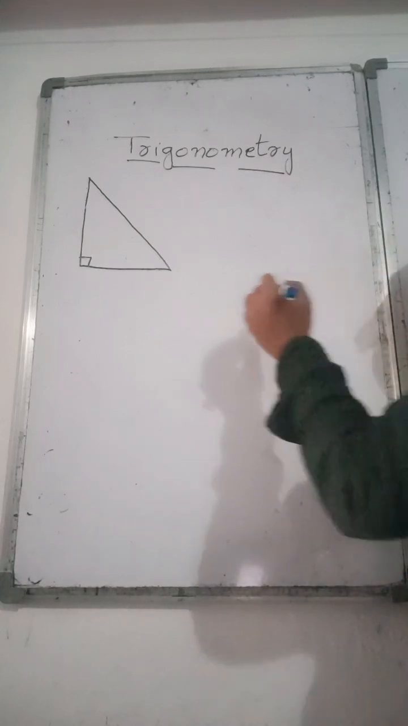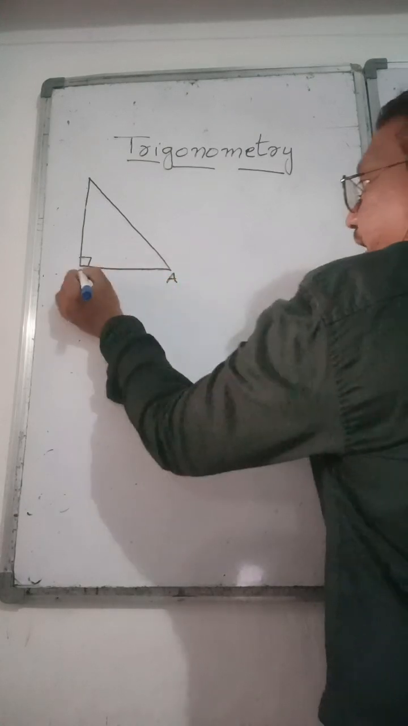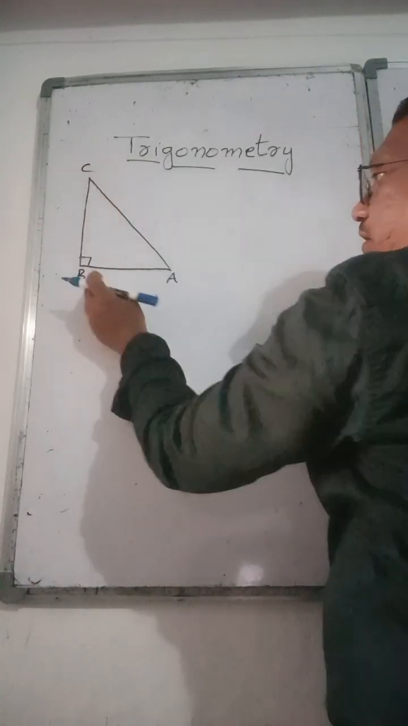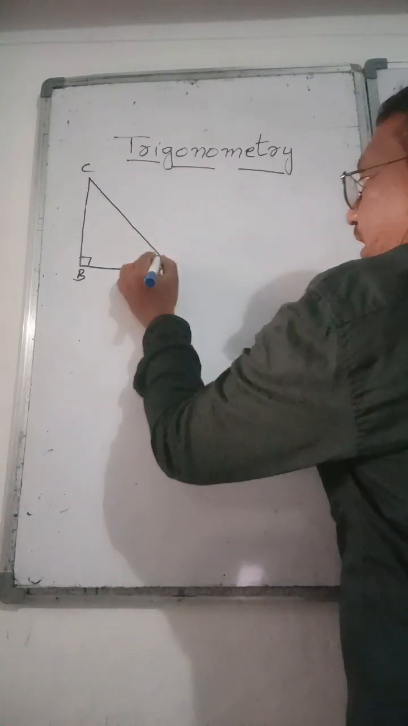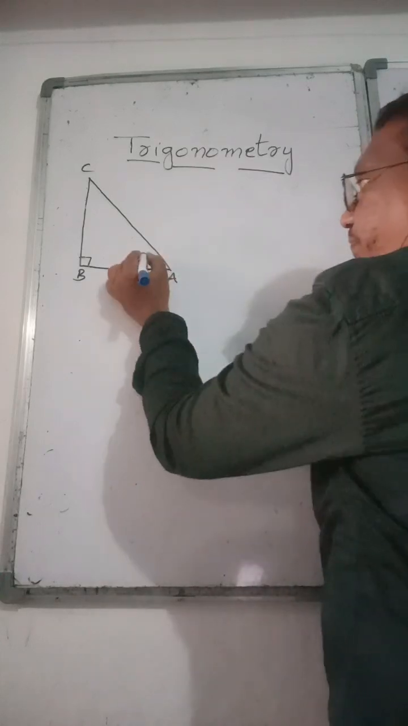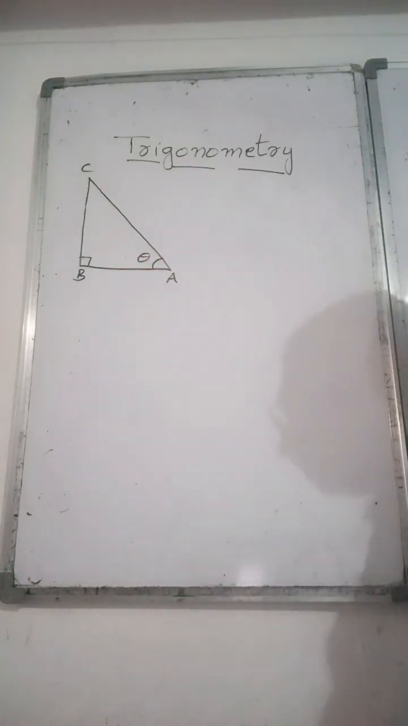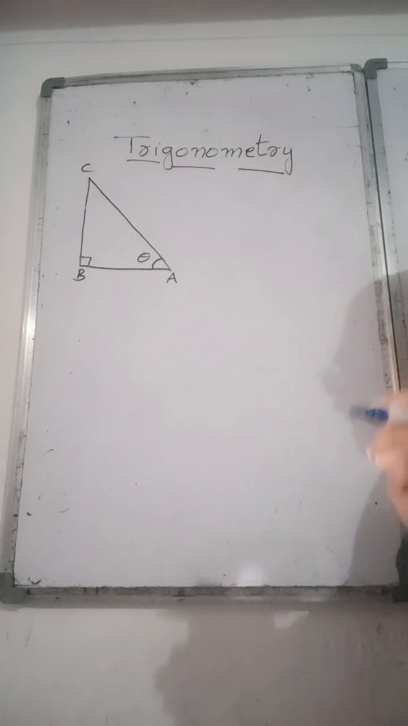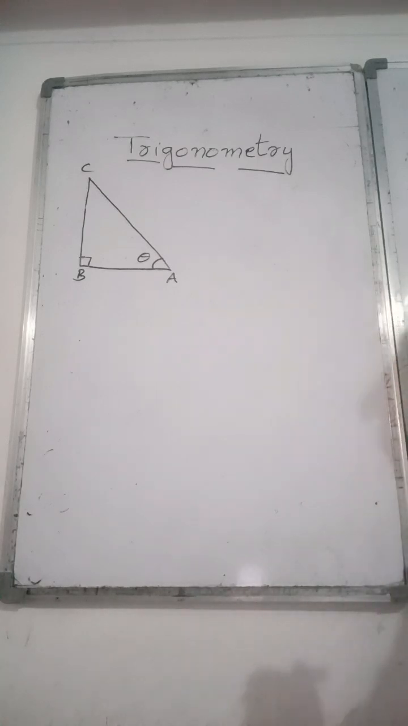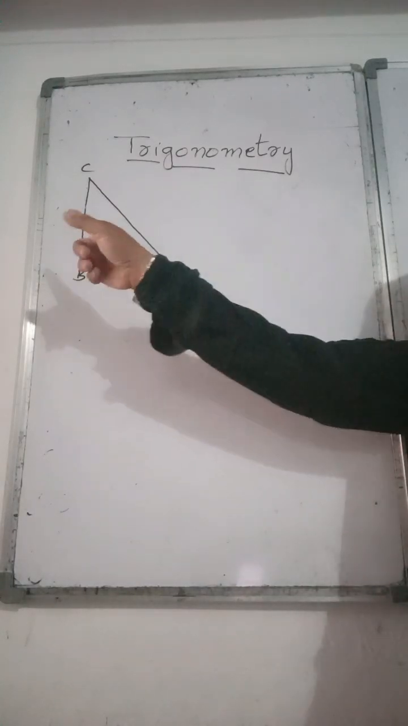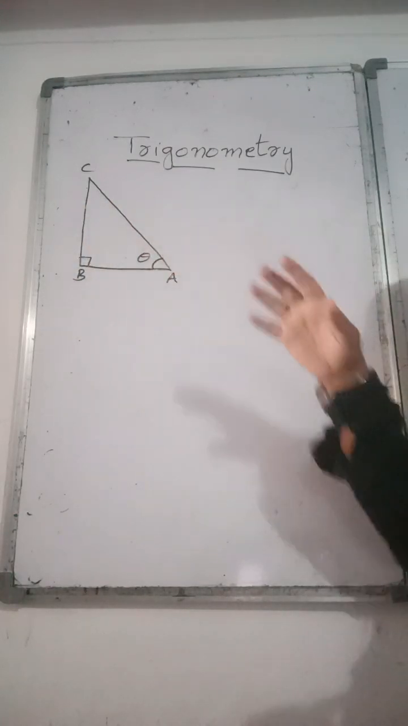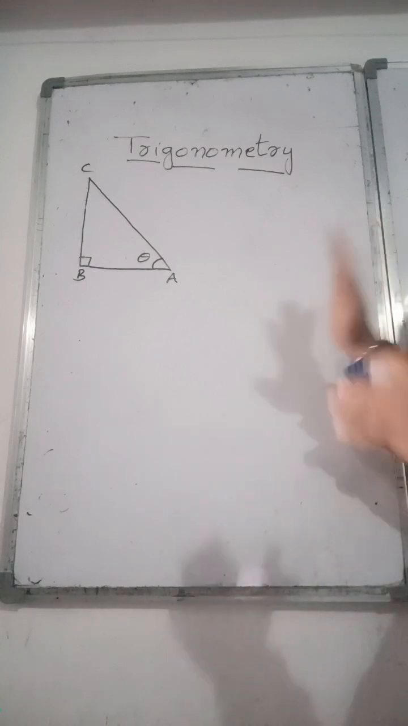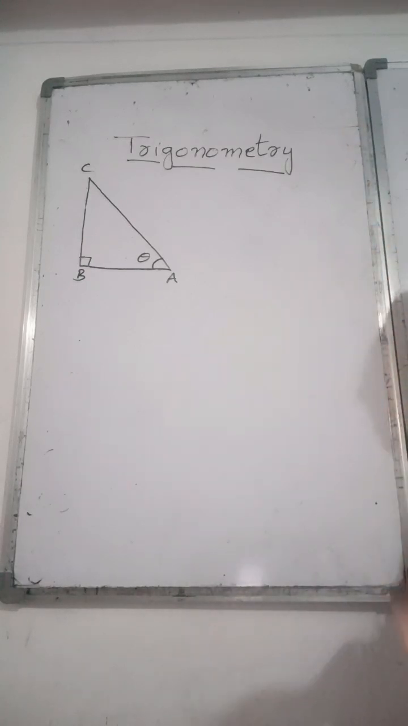Here, we will give the names A, B, C. So you can see here 90 degrees at B, that means right angle triangle at B, and we will take A as theta, that means theta is an acute angle. In the previous classes we learned that area of the triangle is equal to base into height, but here we are giving the names of the sides differently to know the ratios. What is the ratio between the sides of this triangle?